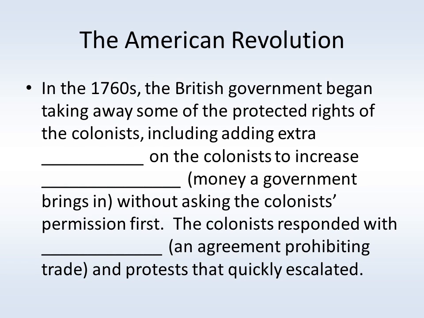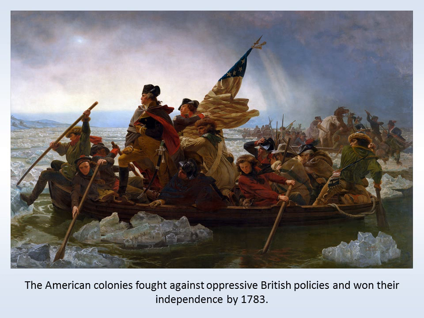In the 1760s, the British government began taking away some of the protected rights of the colonists, including adding extra taxes on the colonists to increase revenue, or money a government brings in, without asking the colonists' permission first. The colonists responded with an embargo, an agreement prohibiting trade, and protests that quickly escalated into a full-out war. The American colonies fought against what they saw as oppressive British policies and won their independence by 1783.